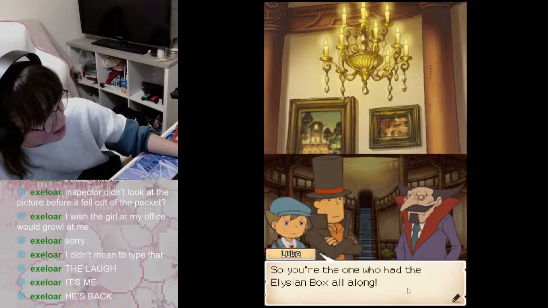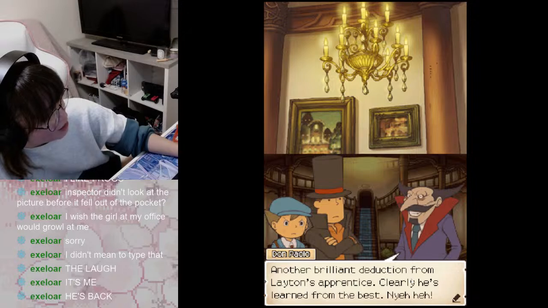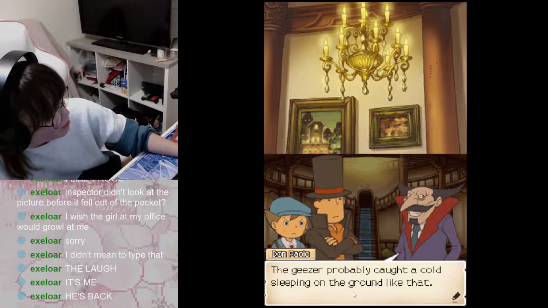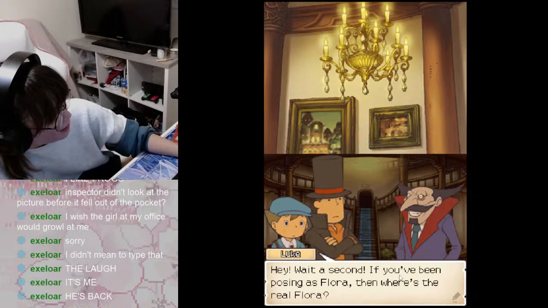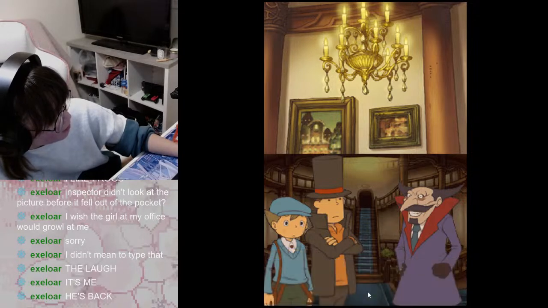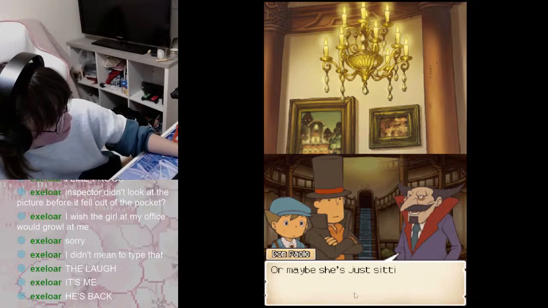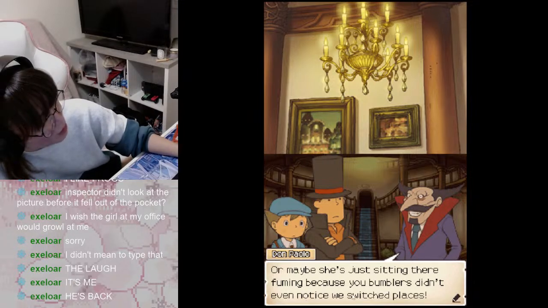You just want some money? So you're the one who had the Elysian box all along. Another brilliant deduction from Leighton's apprentice. Clearly he's learned from the best. Yes, you're right, little man. I stole it off that old fool while he was snoozing on the floor. The geezer probably caught a cold sleeping on the ground like that. Not that I cared one iota. Snoozing? But Dr. Schrader wouldn't sleep on the floor. Wait a second. If you've been posing as Flora, then where's the real Flora? Oh, she's probably making hay angels with the cows in that old dropstone barn I left her in. Or maybe she's just sitting there fuming because you bumblers didn't even notice we switched places.